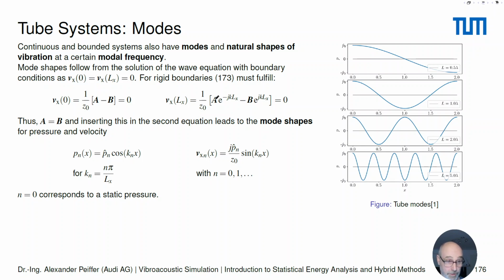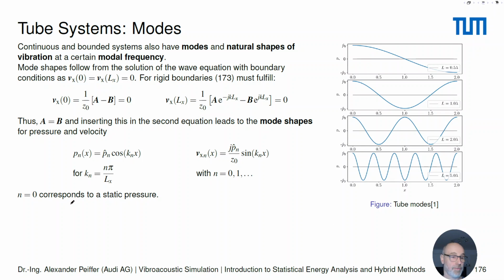First of all, it must be equal. And if we enter this into the second result, we get the following mode shapes. It is, surprise, surprise, a cosine function of the pressure, or a sine function in velocity. And the wave number that fits into this means that the wave number equals an integer number of pi divided by the length of the tube. Typical values are given here, so this would be a half wavelength fitting in the tube. That would be a full wavelength, and so on and so on.